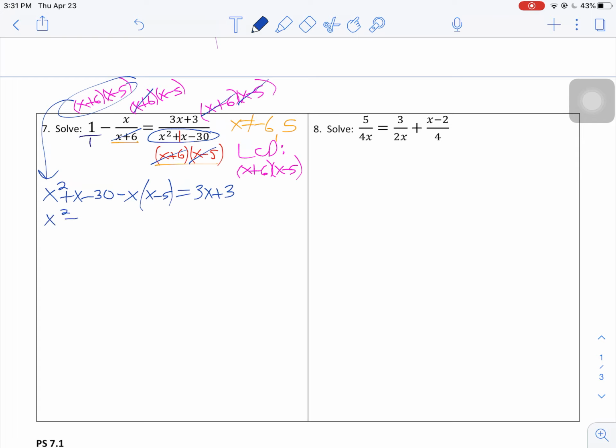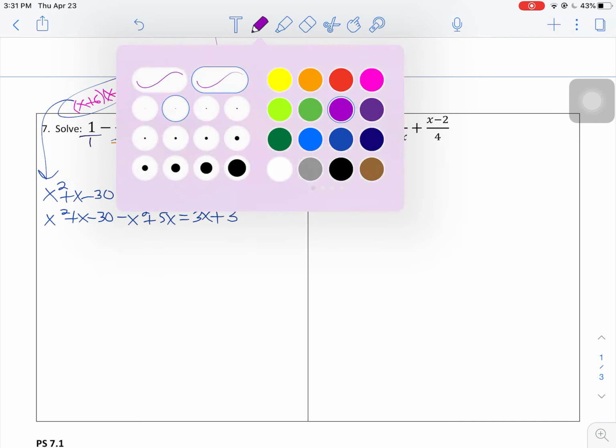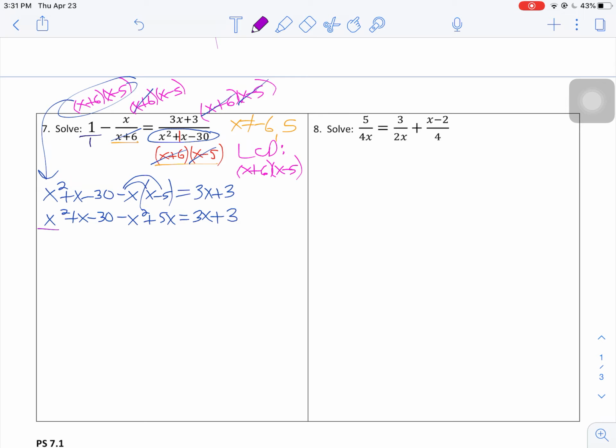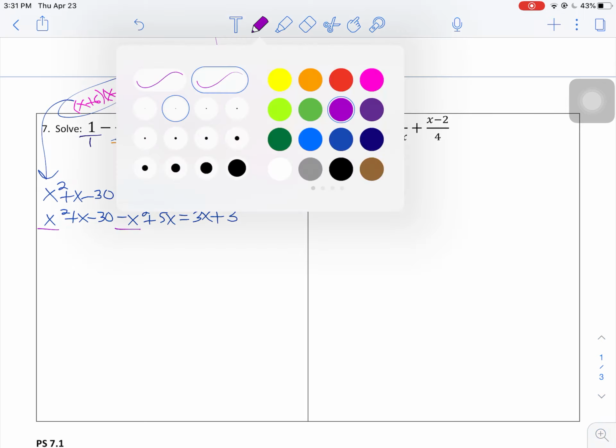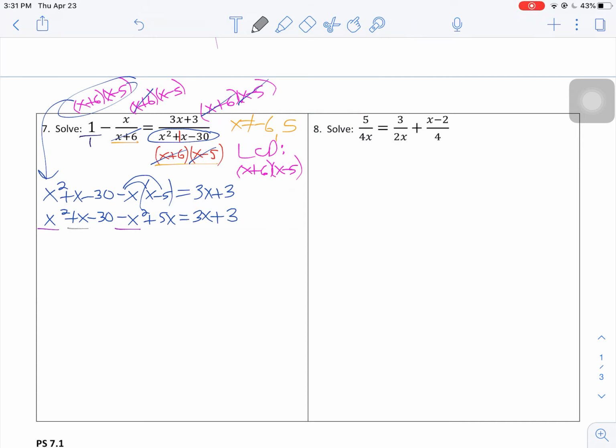On the left side, let's distribute to get rid of the parentheses. So negative x times x is negative x squared. Negative x times negative 5 is positive 5x. And then now it's just a matter of combining some like terms and continuing to solve. Ooh, we're in luck. X squared minus x squared is going to cancel right out. So we're done with our x squareds. X plus 5x is 6x. And then that minus 30's all by itself equals 3x plus 3. And then we should be able to just solve like normal from here. So I'll do minus 3x minus 3x.